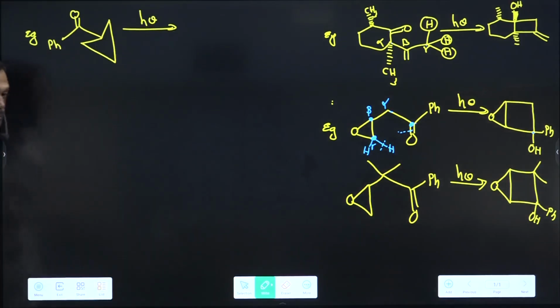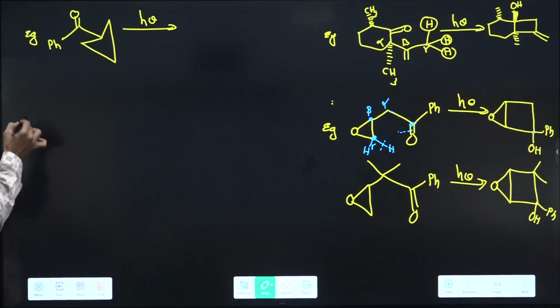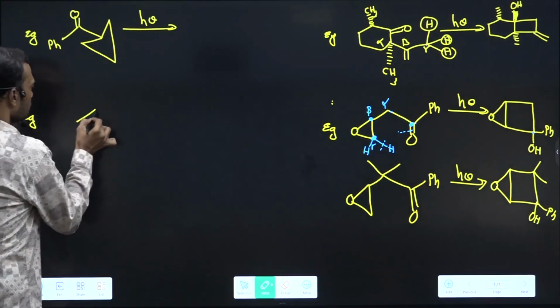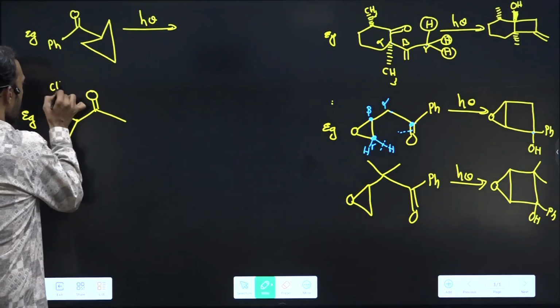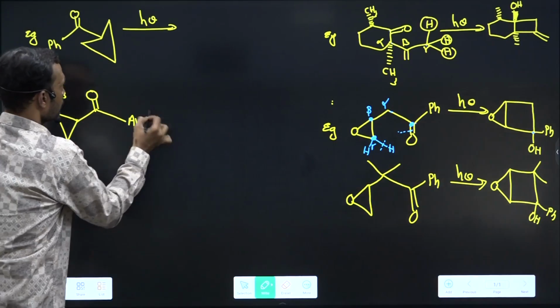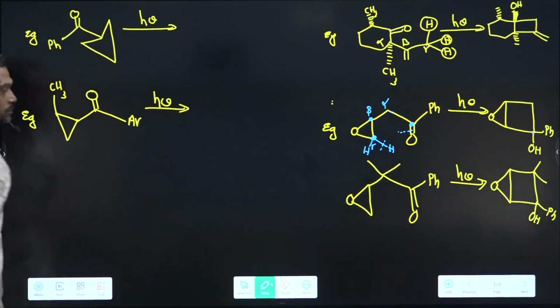Photochemical, what is the answer? Norrish type 2 is possible. Photochemical, what is the answer?